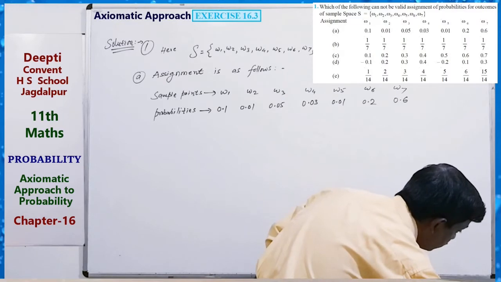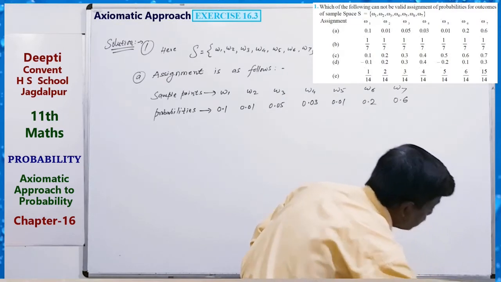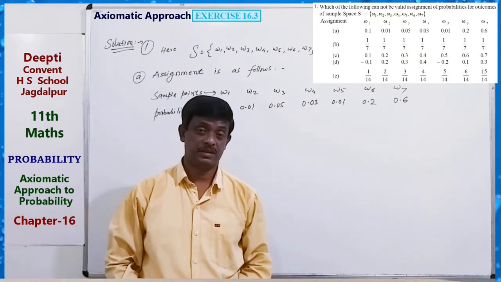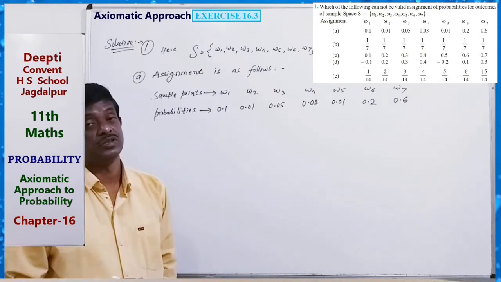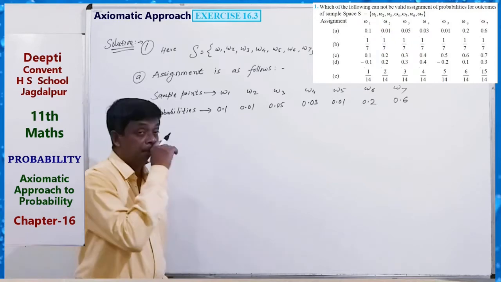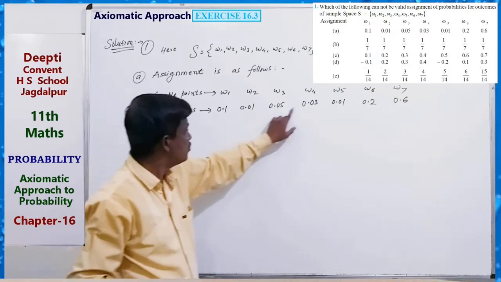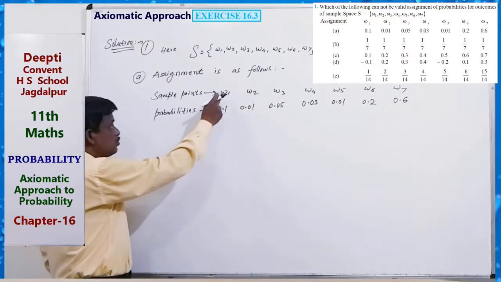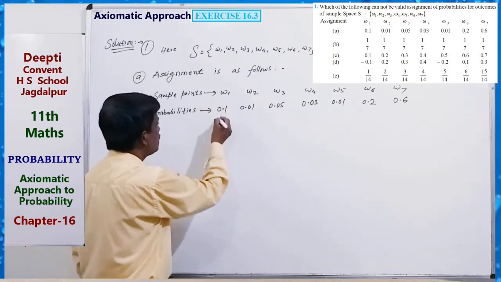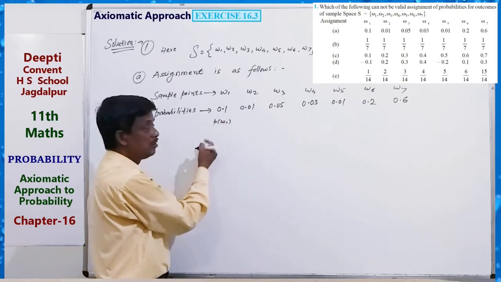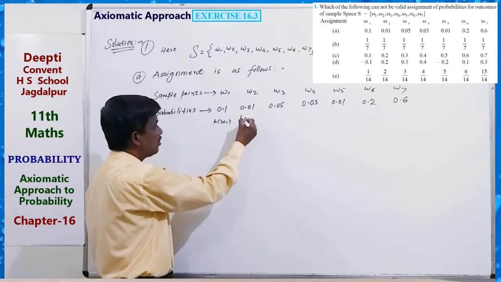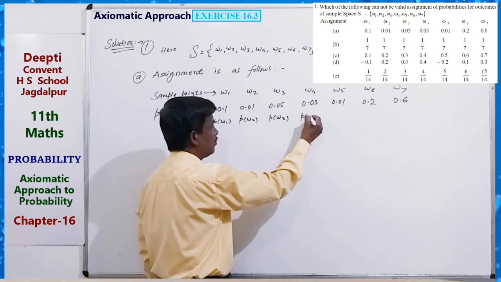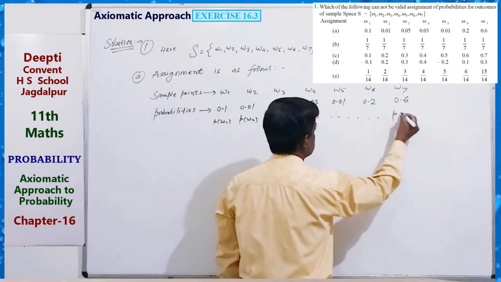So what do we know from the axiomatic probability definition? The probability should be greater than or equal to 0. Clear? Here we see that each value is positive. This is omega 1, and this notational value is P(omega 1). P(omega 1) means this, P(omega 2) means this, P(omega 3) means this, P(omega 4) means this, and so on. What is this? P(omega 7).